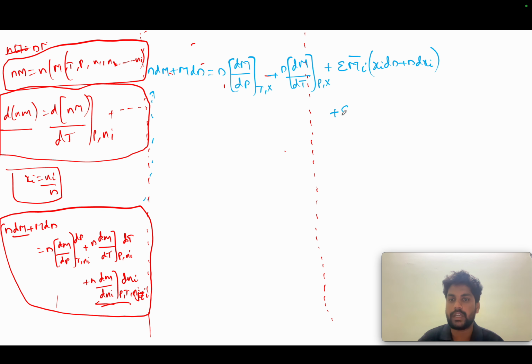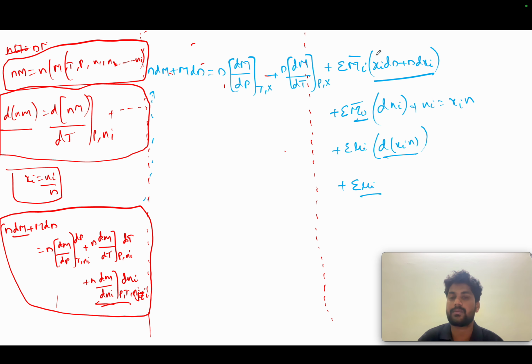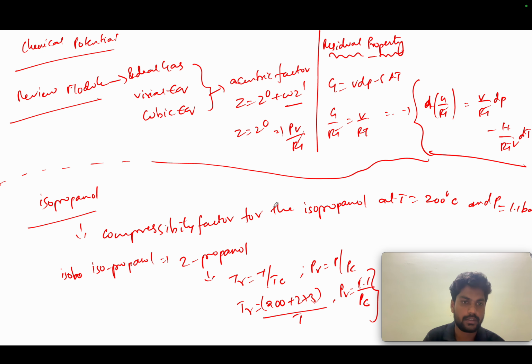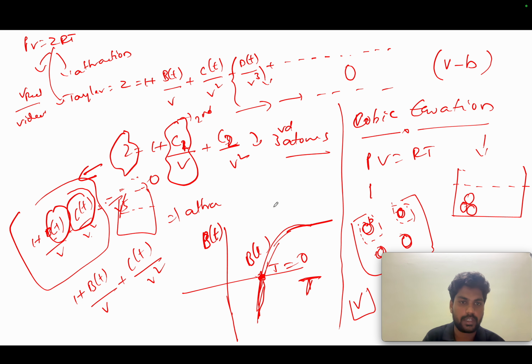So if I am given any equation, I can write it as d of n_i, because n_i is nothing but x_i into n, plus sigma of mu_i. M_i bar is nothing but mu_i from the initial classes, if you remember. So dn_i, plus sigma of, I keep mu_i as it is, and I apply the chain rule here. So this is what I expanded. If you see the initial classes, I think I can show it.